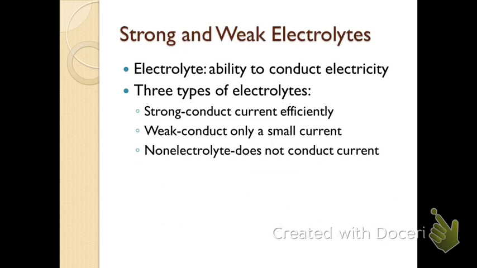you need to know about strong, weak, and non-electrolytes, okay? An electrolyte does not just mean Gatorade. It means anything that is able to conduct electricity. There are three types of electrolytes: strong, weak, and non. Strong electrolytes will conduct current efficiently. Weak electrolytes will only conduct a small amount of current. Non-electrolytes do not conduct current at all.